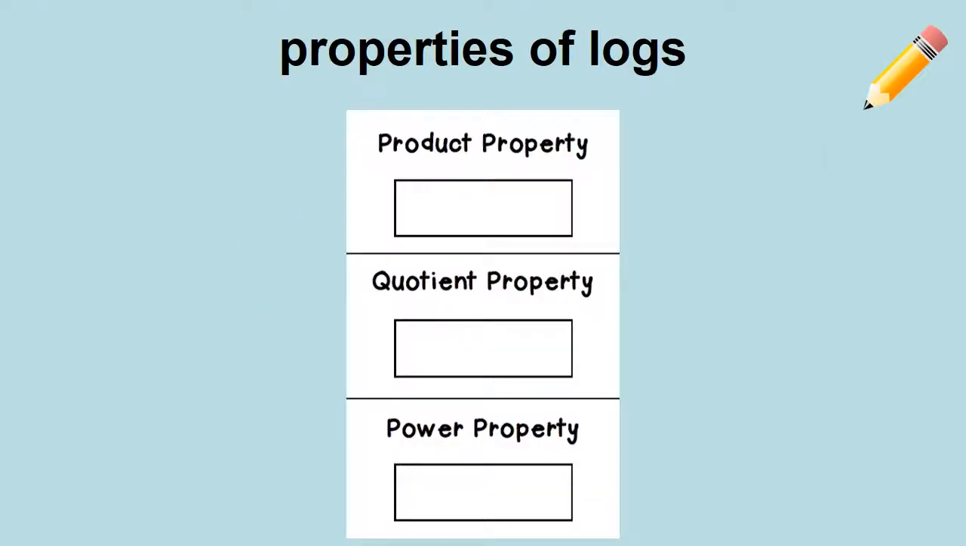You should have a foldable from class. If you were absent for any reason, you don't need the foldable. You can just take it in your own notebook. So let's take a look at the three properties that we're going to use today.